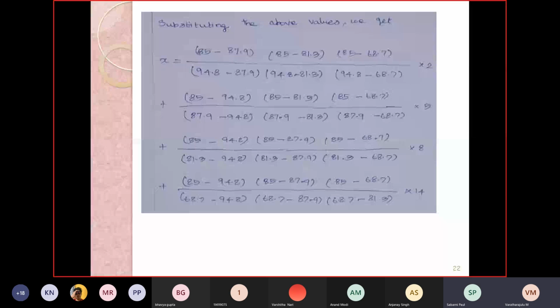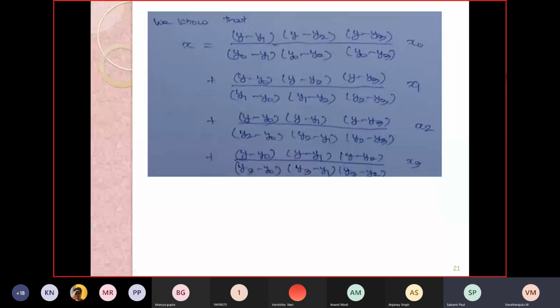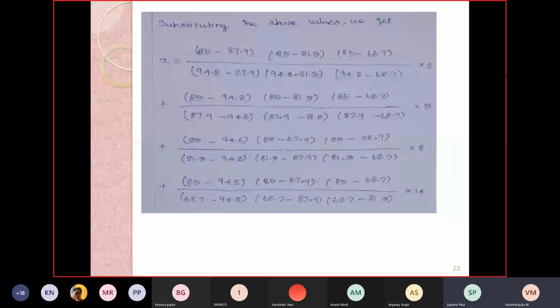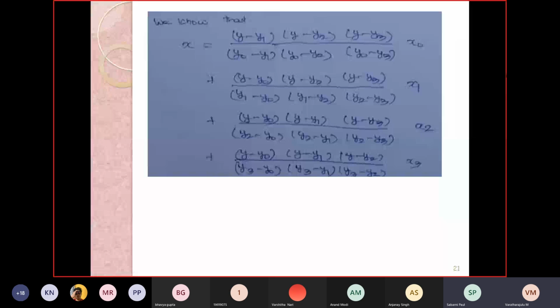Sir, I have a doubt. In the formula page, it was y minus y1 into y minus y2. But on this page, we started it as y minus y2, sir. So 87.9 is y2, no? Yes, we'll check.